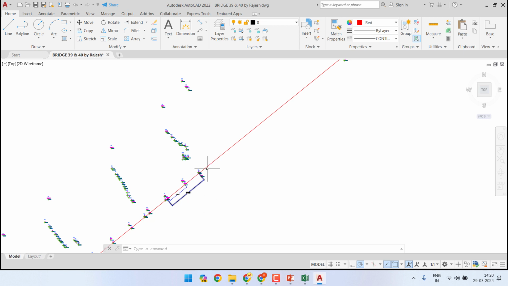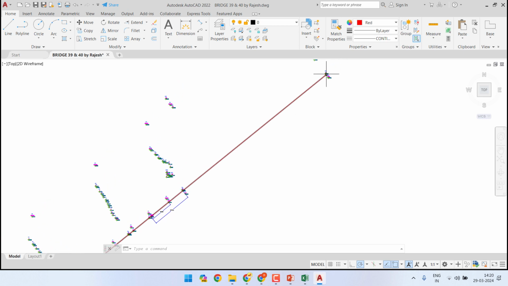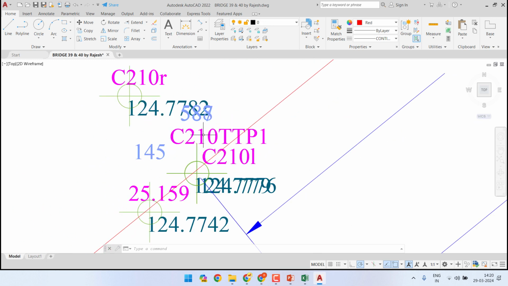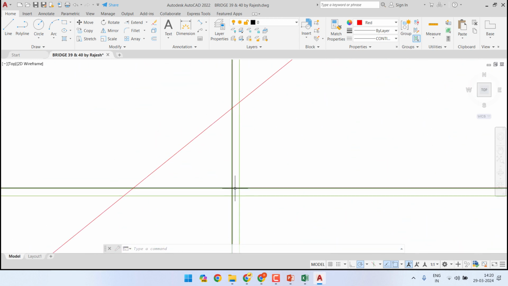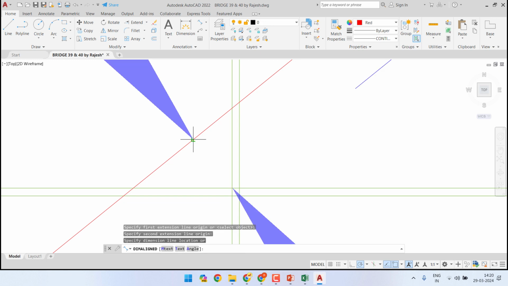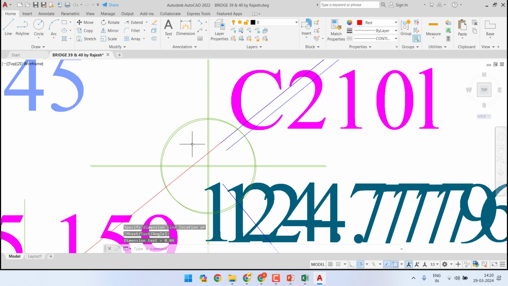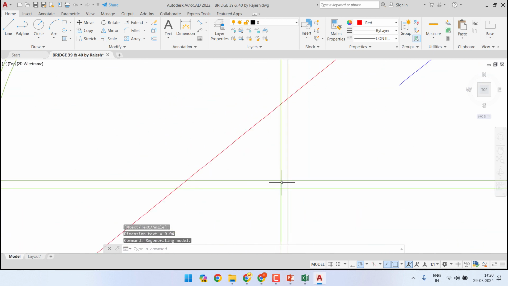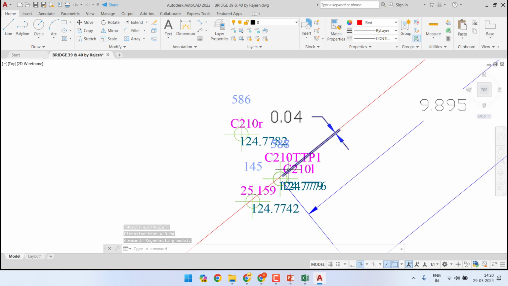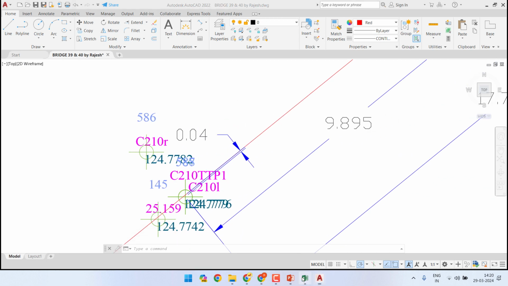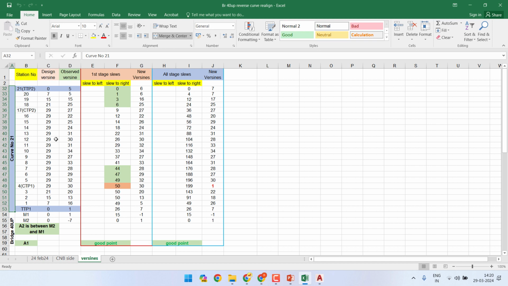Like this is abutment A1 of bridge, this is abutment A2 of bridge here, and this is our TTP1 of the curve 21, and this point is left side of this line. So how far is this? So we can see it is like 0.04, 40 mm. We have 2 points here, so we have selected this one as the correct one for the time being. So 40 mm out of line, and this was a data.